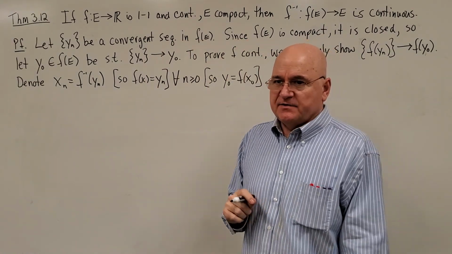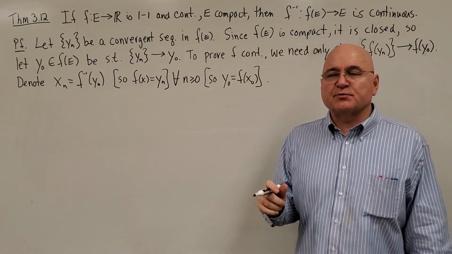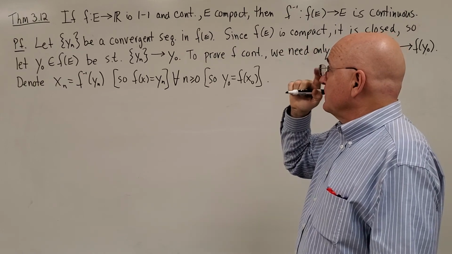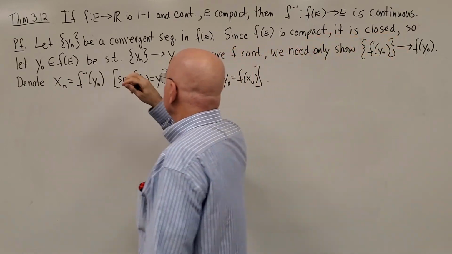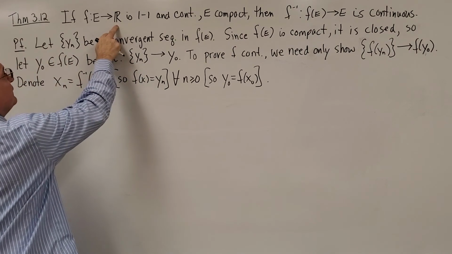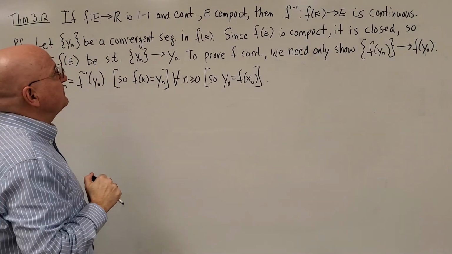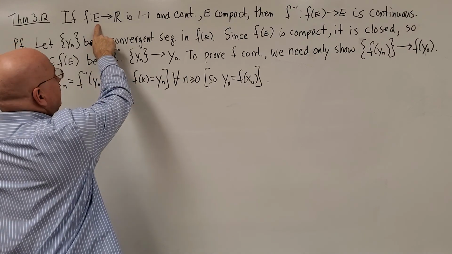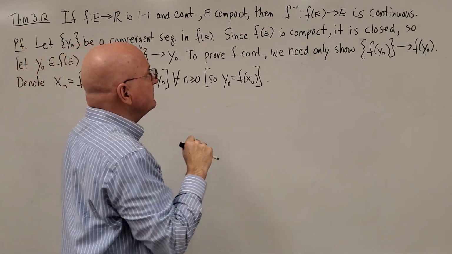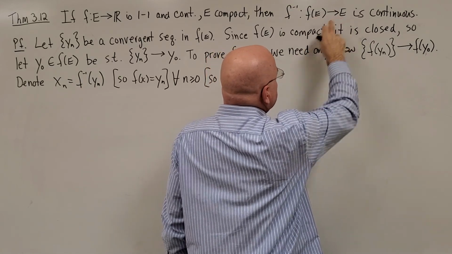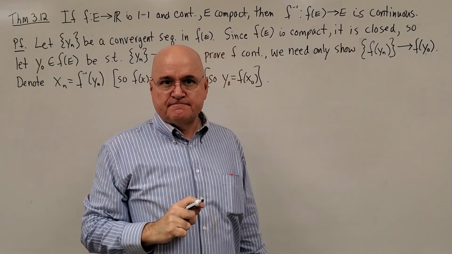Now let's state Theorem 312 and prove it. Theorem 312 says that if f is a function from a set E into the reals, if it is one-to-one and continuous, and E is compact, then f inverse going from f of E back into E is continuous.